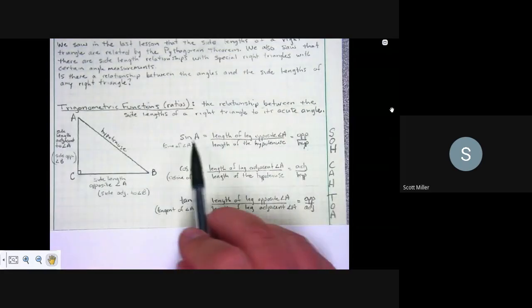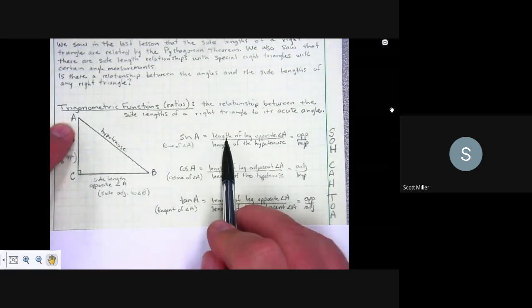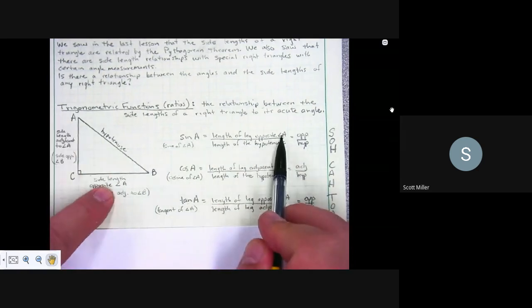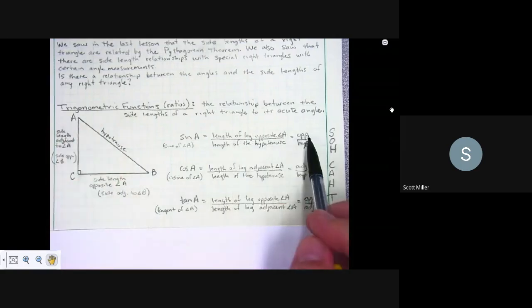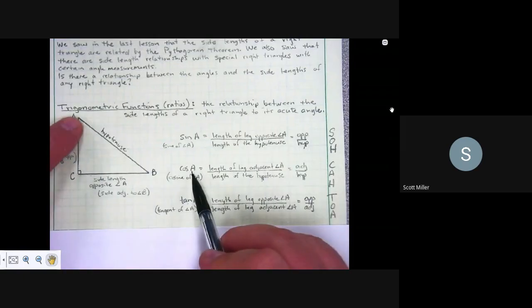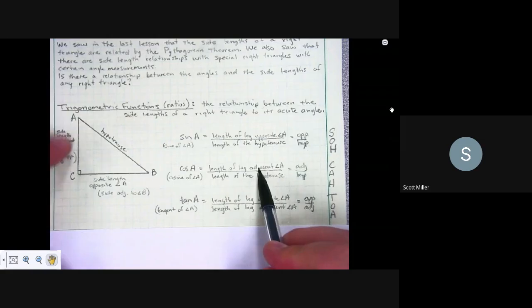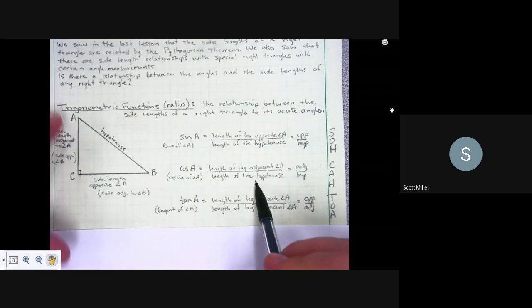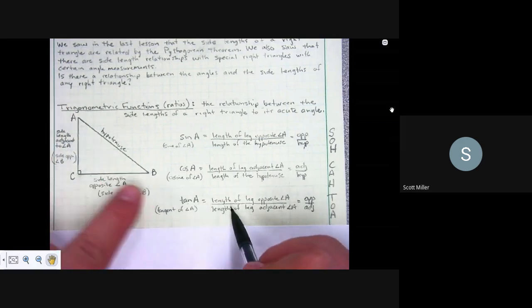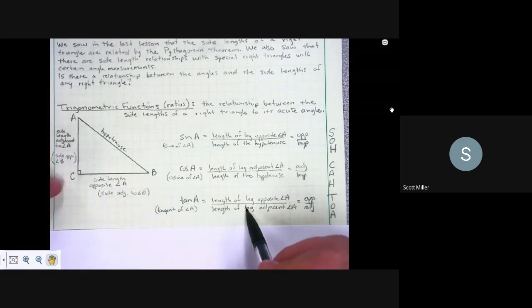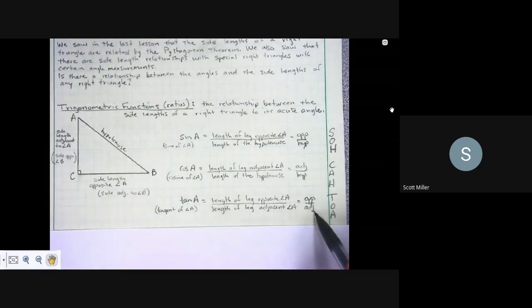Over here, we have the ratio. So the sine of angle A is the length of the side that is opposite, so this length, divided by the length of the hypotenuse. And we abbreviate that with opposite over hypotenuse. The cosine of angle A is the length of the side that is adjacent to angle A, divided by the length of the hypotenuse. Adjacent over hypotenuse. And the tangent is the length of the side that is opposite, divided by the length of the side that is adjacent, or opposite over adjacent.